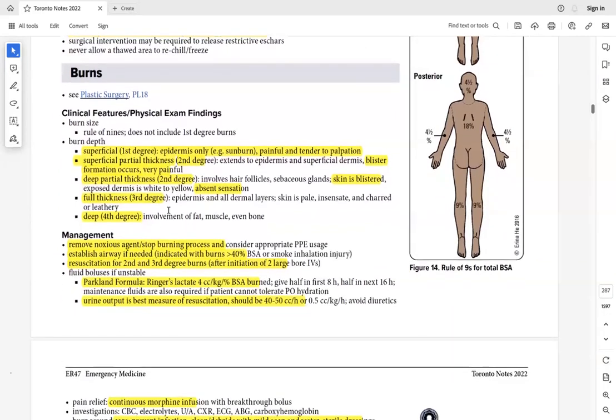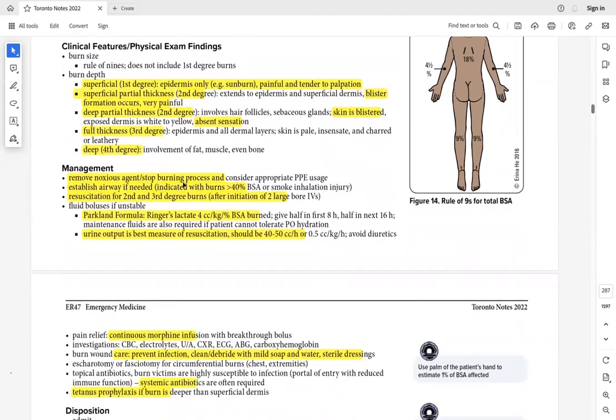For burns, we should know the rule of 9. Okay. What is first degree burn? Epidermis is only involved. These are superficial burns and painful and tender to palpation. Then second degree, there are two types, superficial partial thickness and deep partial thickness. In superficial partial thickness, blister formation occurs and they are very painful. In deep partial thickness, skin will be blistered and the sensation will be absent. Full thickness is third degree with epidermis and all the dermal layers involved. Skin is pale, charred or leathery. And fourth degree, fat, muscles, even the bones are involved.